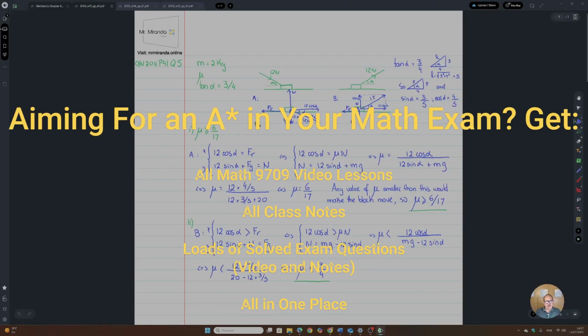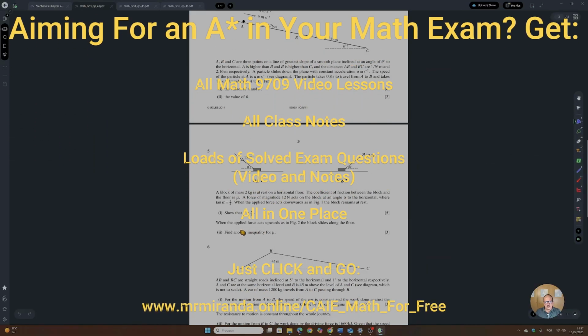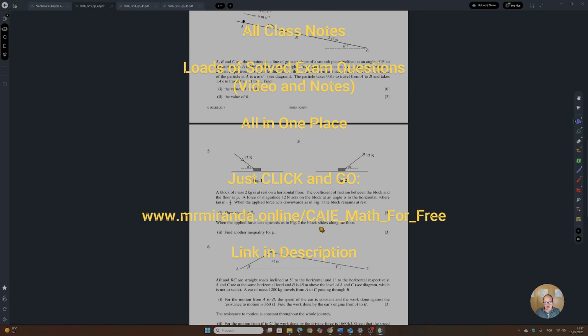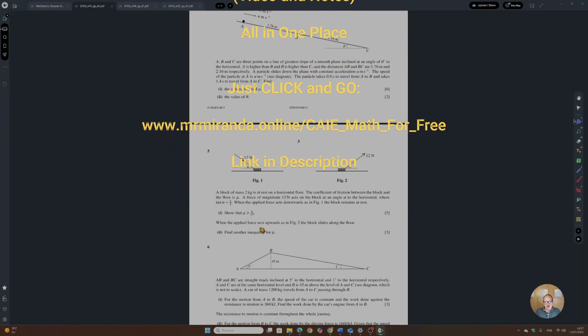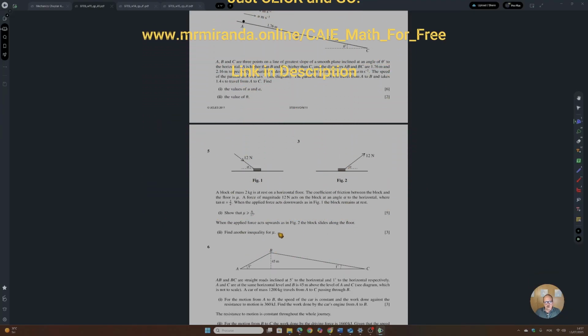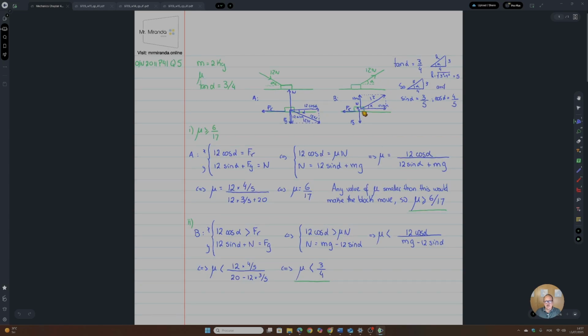So now you know that it will move. The question is telling you that. Okay? So you need to figure out another inequality for mu in order for this to happen. Sorry, let me go another way. Let me just do the representation of forces and then I'll deal with that at the end.